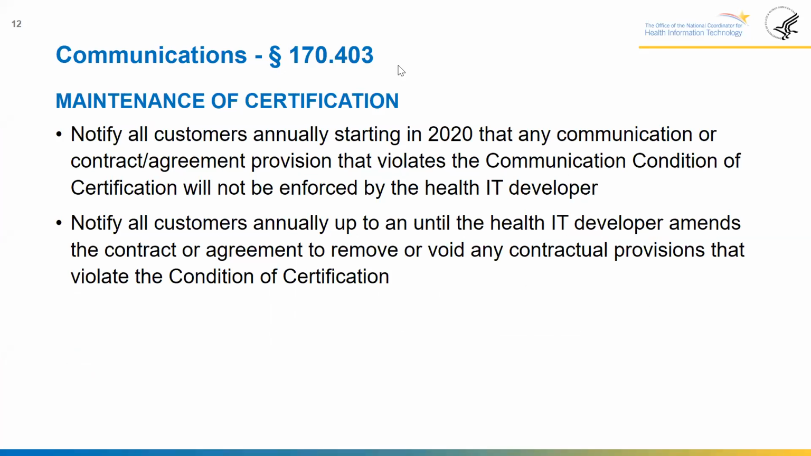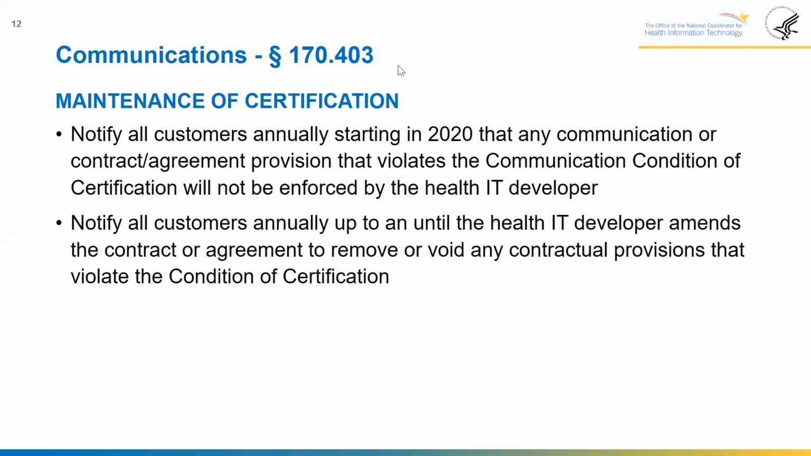If you still had provisions in your contracts or agreements that contravened this communication condition of certification, meaning that you would not enforce such provisions that contravened it. We tried to make this more clear and say, look, you have to do it one time in 2020, send out that notice, and then annually thereafter.